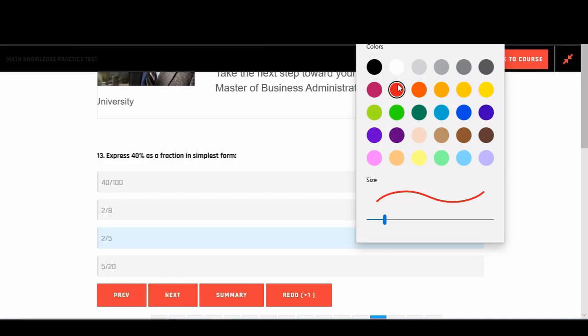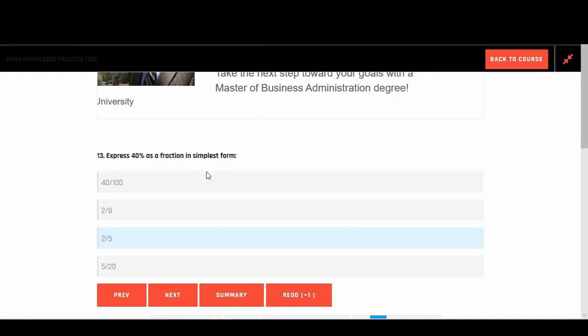All right, so number 13 says express 40% as a fraction in simplest form. All percents can be written as fractions by placing them over 100. So 40% is the same as 40 over 100. We can cross out this 0. This gives us 4 tenths.